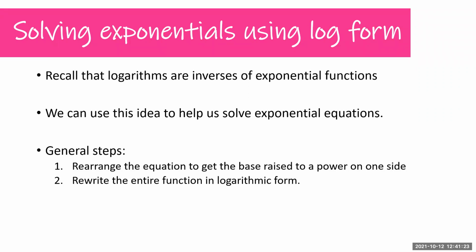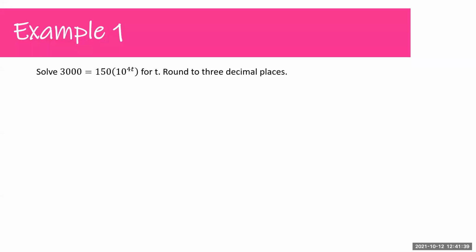In general, if you have an exponential and you want to use logarithmic form, rearrange the equation to get the base raised to a power alone on one side, and then you're going to rewrite the entire function in logarithmic form. So basically, you're going to take the log of both sides. Let's look at some examples.